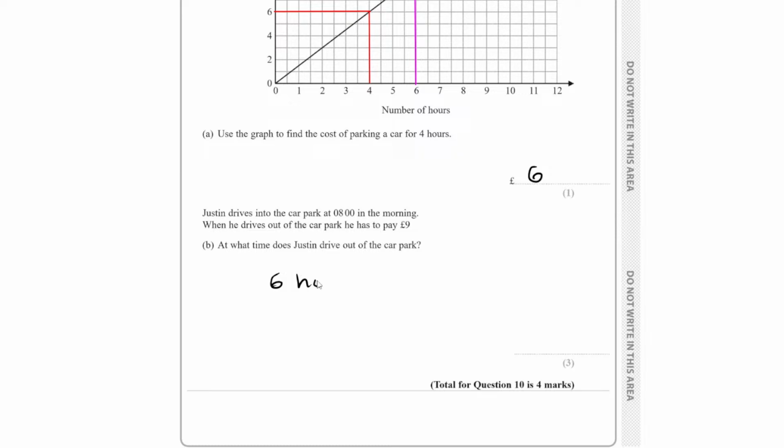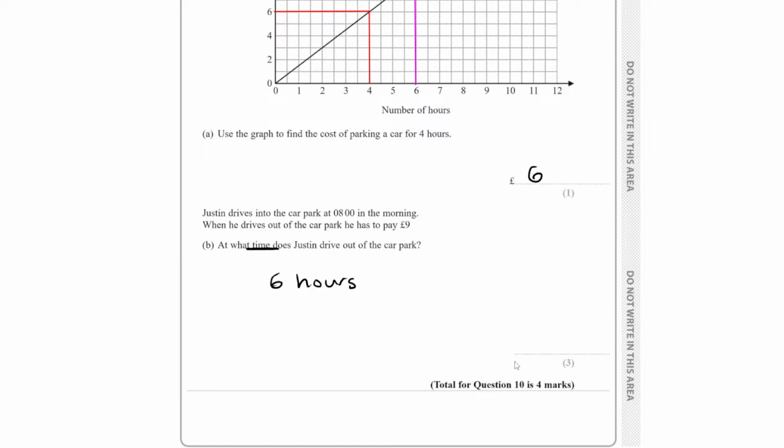So at 6 hours, however, they've actually put a time to it, haven't they? They said he actually came at 8 a.m. He stayed there for 6 hours. What time does Justin drive out? So not how many hours, it's what literal time. So I'm going to just obviously take 8 a.m. and figure out what time it would be 6 hours on. So you go 9, 10, 11, 12, that's 4 hours, and then 1, 2 p.m.